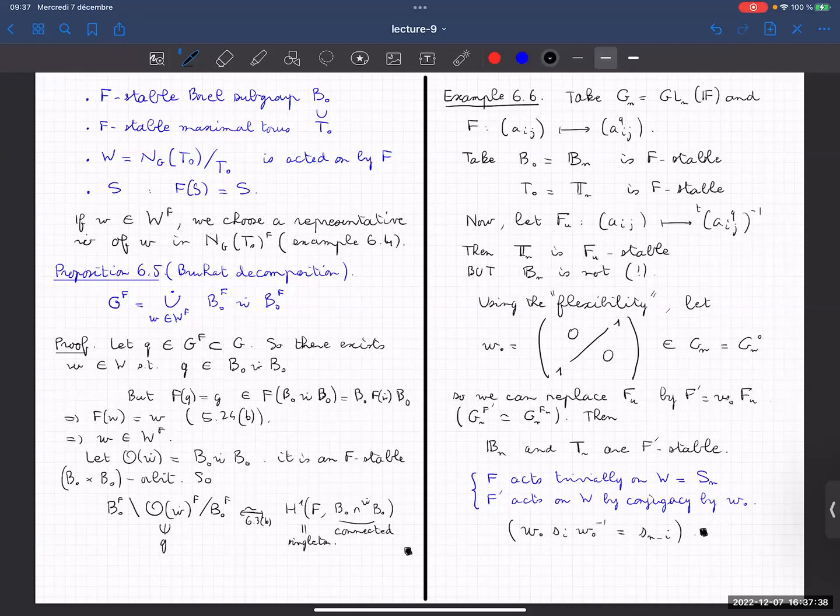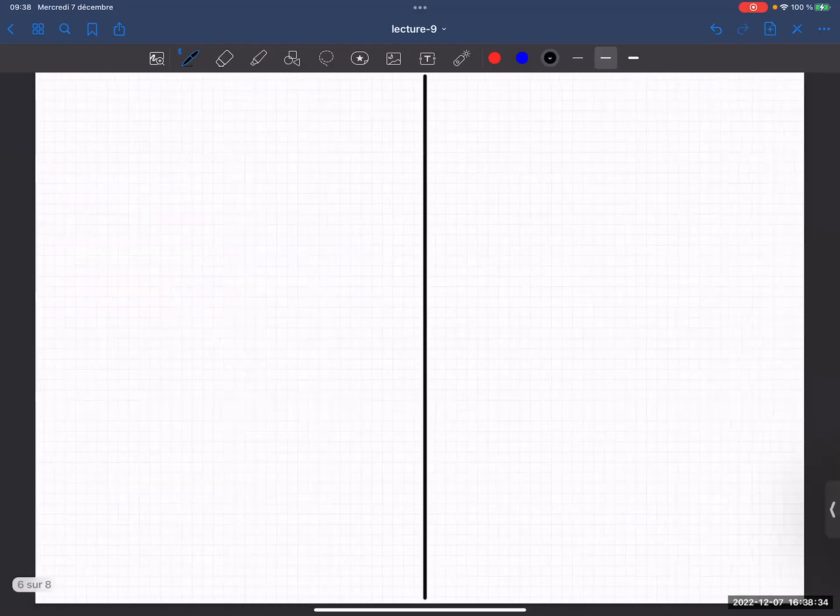Okay, so this example is very important because it tells you that, first, theoretically, it's easy to see that there are F-stable Borel subgroups, F-stable maximal tori, and so on. But when you want to do concrete computations, you must find such a guy. And sometimes finding such a guy can be very difficult. And it is very convenient to have the flexibility to retrieve our favorite guy, in this case, for instance, Bn and Tn to be the upper triangular matrices and the diagonal matrices. Are there some questions? No question? Okay.